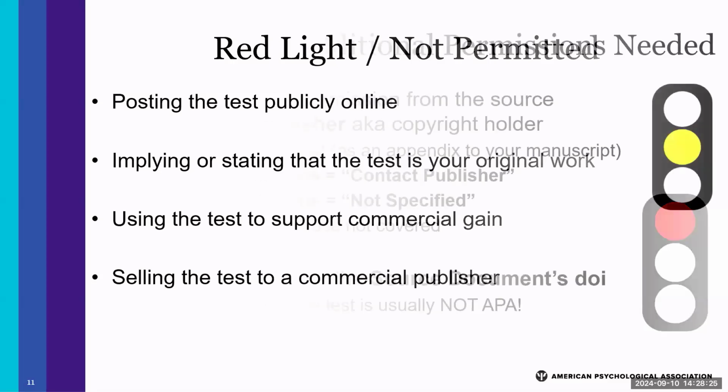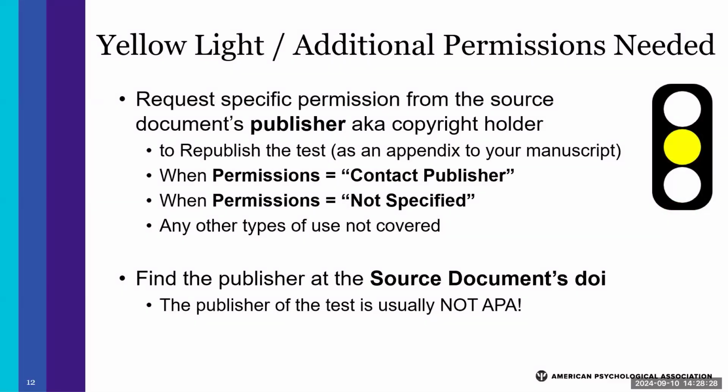Yellow light is a little more, you have to pay attention. The most common yellow light scenario, for any permission statements, is if you want to actually republish the test, then you're going to need to ask permission from the publisher. So, regardless of what the PsycTests record says, if you want to not just publish results using the test, but include the entire test items in your own appendix of your own published work, you're going to have to ask permissions for that.